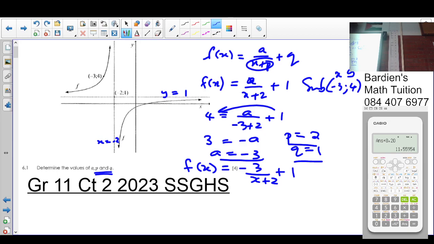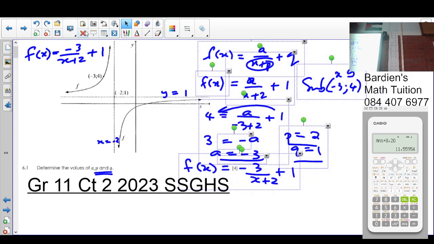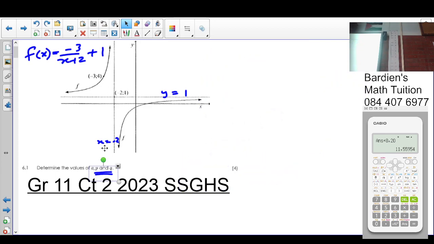Any confusion there, people? We are moving too fast? No. Okay. I'm just going to write the equation here. So f of x is equal to -3 over (x plus 2) plus 1. Okay, the next question.